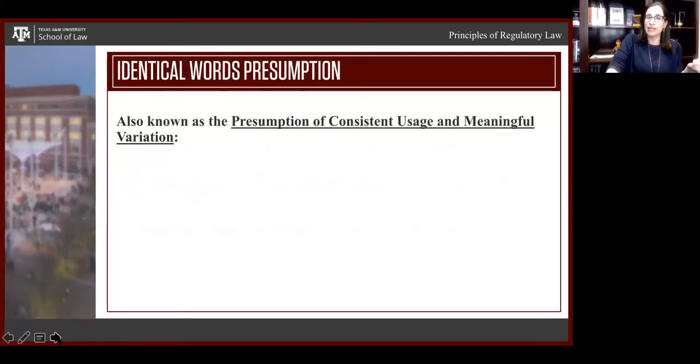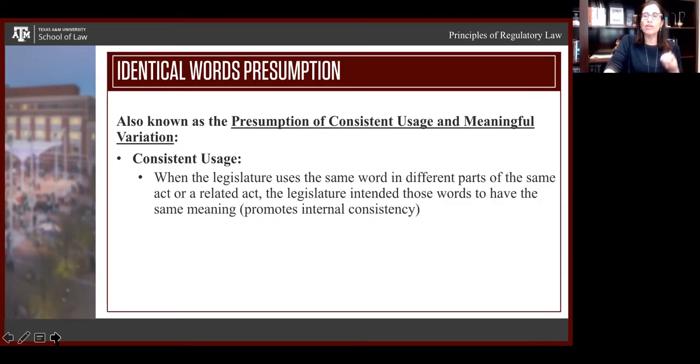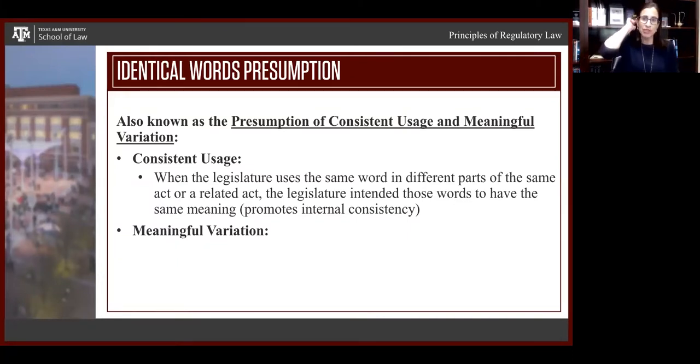A third canon is the identical words presumption. This can also be called the presumption of consistent usage and meaningful variation. So there are two parts of this. The first part on consistent usage is that when Congress uses the same word in different parts of the same statute, it means those words to be interpreted in the same way. So that promotes internal consistency. The same word used over and over should be given the same meaning every time it's used. It's pretty much what you would expect.